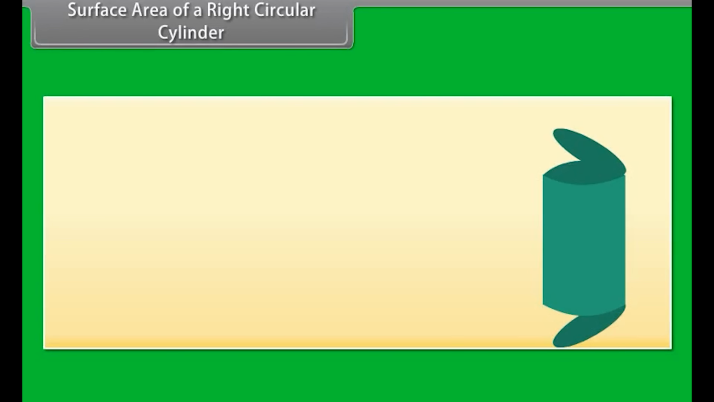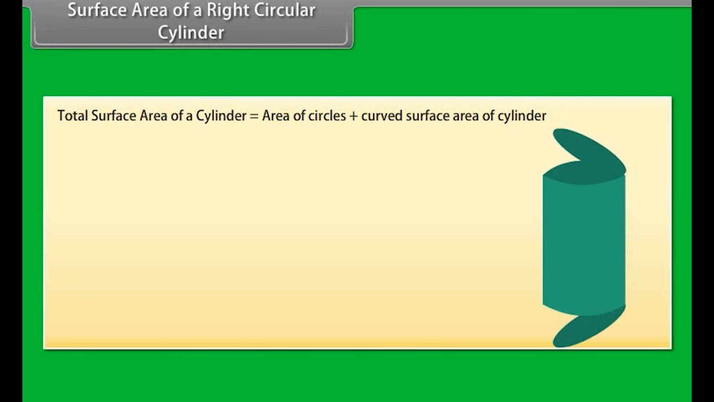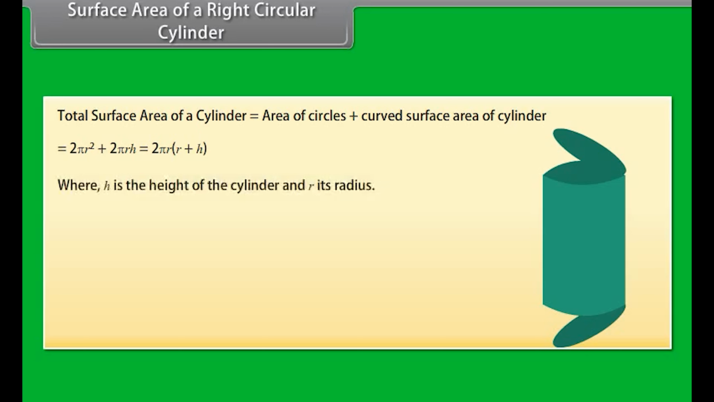And now if we cover the top and the bottom of the cylinder, we get its total surface area. Total surface area of a cylinder is equal to area of circles plus curved surface area of cylinder. This is equal to 2 pi r square plus 2 pi r h is equal to 2 pi r into (r plus h), where h is the height of the cylinder and r its radius.